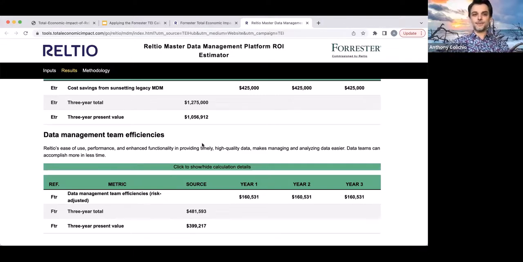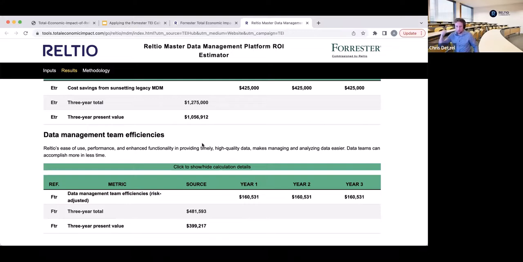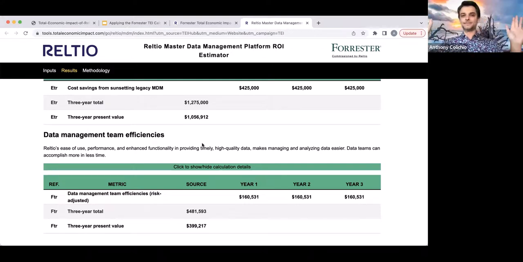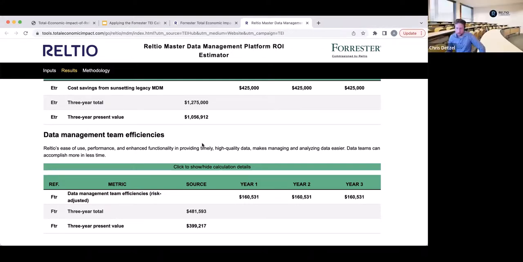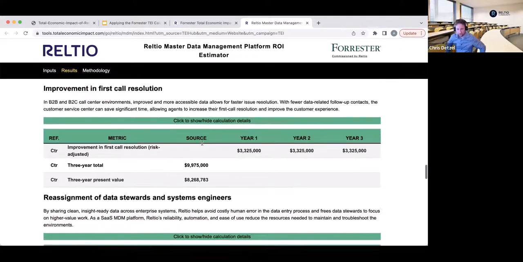Other questions? Have you shared this calculator with other customers? All the time. What's the reaction to it, and what's kind of the feedback there?